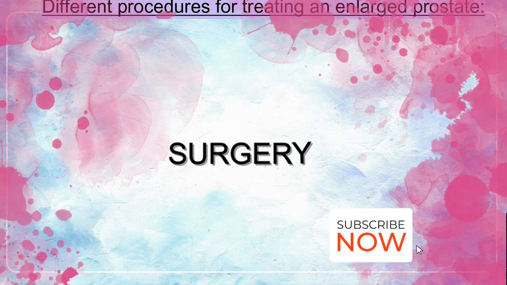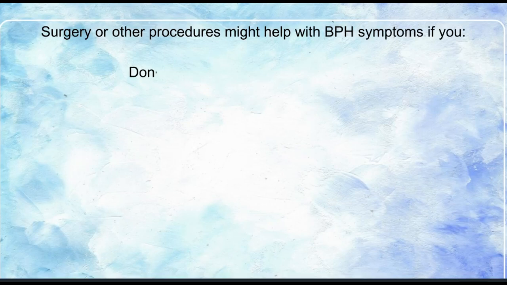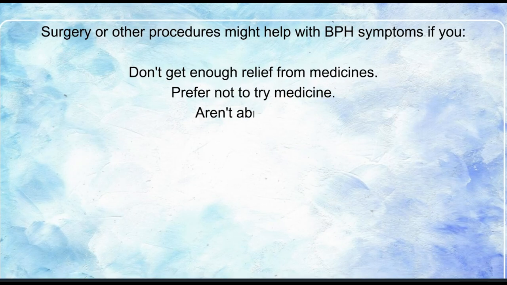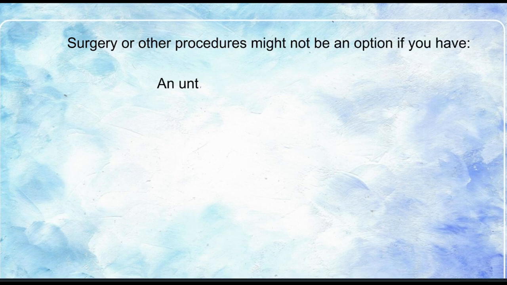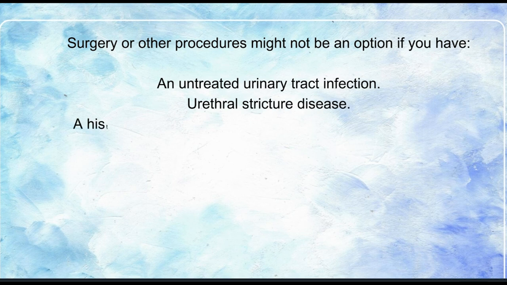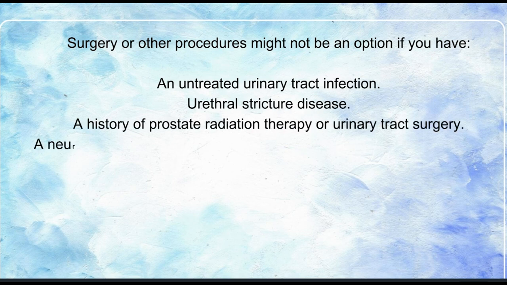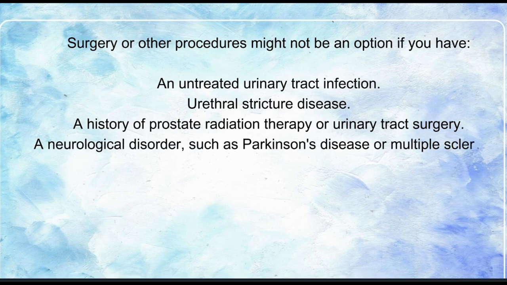Surgery. With BPH symptoms, if you don't get enough relief from medicines, prefer not to try medicine, are not able to pee, have kidney problems, keep getting bladder stones, blood in the urine, or UTIs. Surgery, or other procedures, might not be an option if you have an untreated urinary tract infection, urethral stricture disease, a history of prostate radiation therapy or urinary tract surgery, a neurological disorder such as Parkinson's disease or multiple sclerosis.